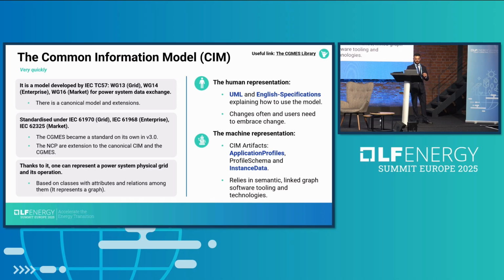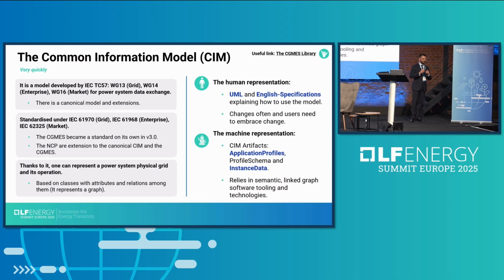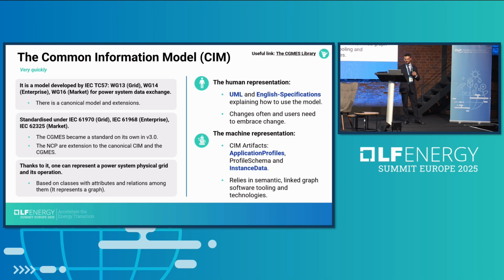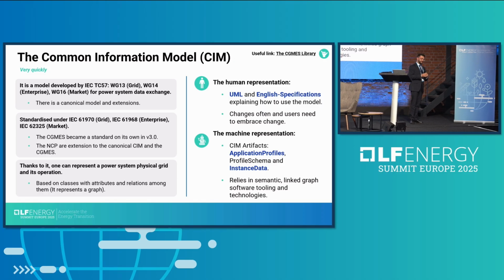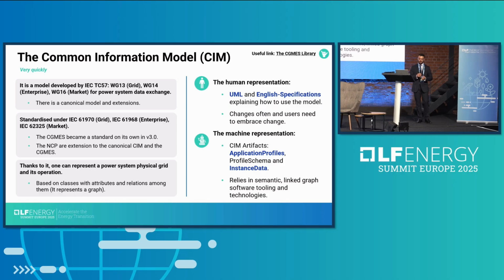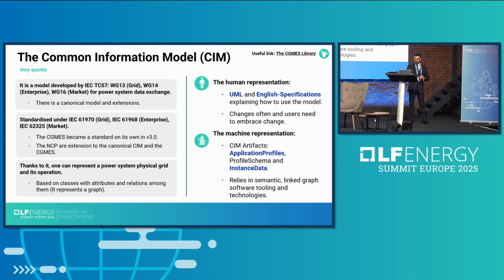There are 2 main representations for humans, because we like to see a diagram. It is represented in UML, and we also have English specifications that we can read. There are machine representations, and these are the CIM artifacts, which our colleague just before introduced very well. You have saved me a lot of time because you did a great presentation, thanks for that. These are the application profiles and instance data, mainly. The problem is that it relies heavily on linked data and graph-based technologies, as our colleague was commenting. That's the main barrier of it.